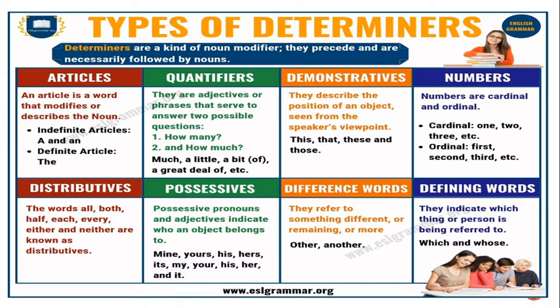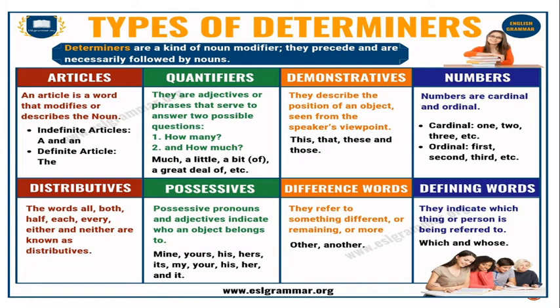So much, little, a bit, a great deal of, etc. This type of words we are using. Demonstratives describe the position of an object seen from the speaker's viewpoint: this, that, these, those. Numbers are cardinal and ordinal.